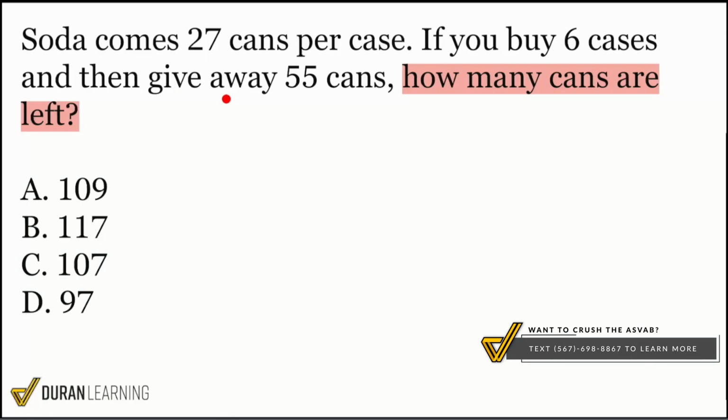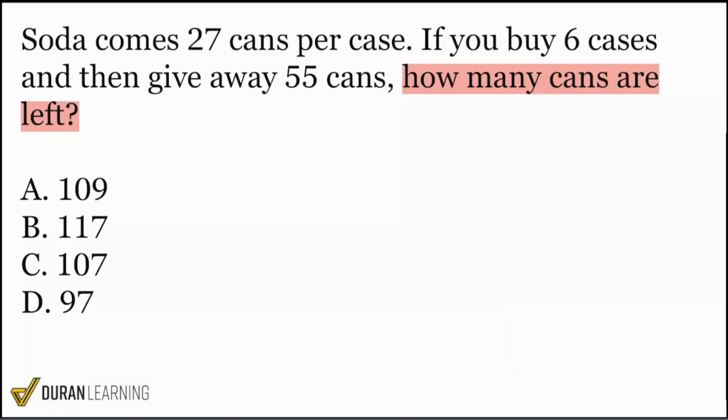When you see the phrase, hey, we then gave away 55 cans, does that make sense to you personally that we're going to be subtracting 55 cans? Good. So we know we're going to subtract 55 cans at some point. So we'll have that right there. And then we see that it says soda comes in 27 cans per case. If you buy 6 cases and then give away 55 cans, how many cans are left?